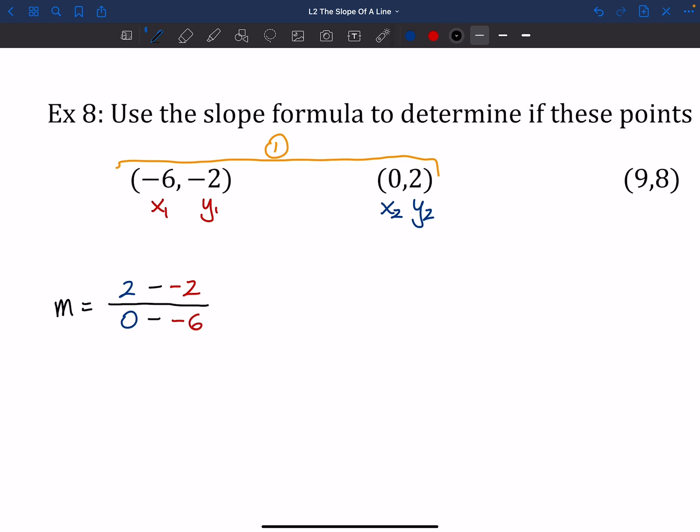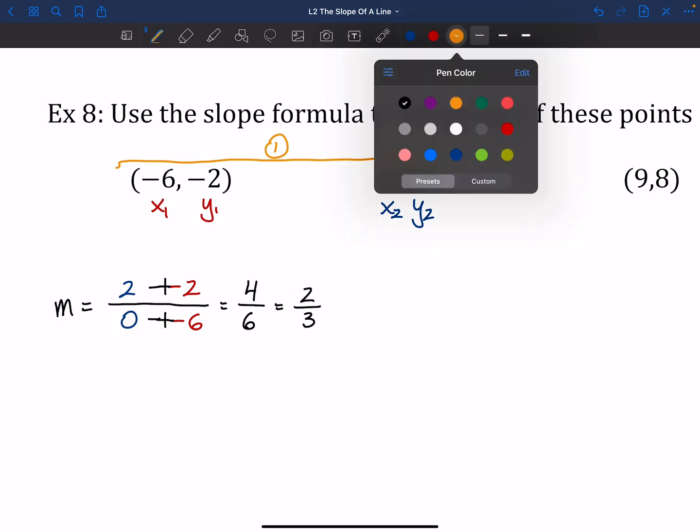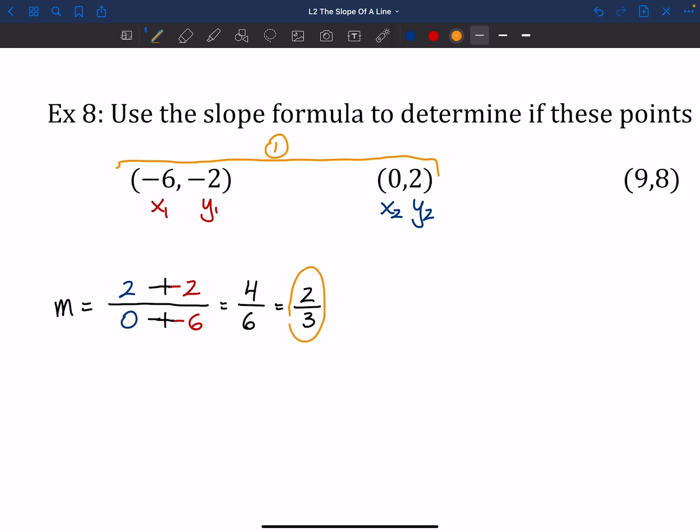And again, the skeleton really helps us figure out that those should be big plus signs there. 2 plus 2 is 4 on the top. 0 plus 6 is 6 on the bottom. And 4 over 6 is the same thing as 2 over 3. Again, we want to get in the habit of simplifying those if we're able to. This was what we got from that first problem.